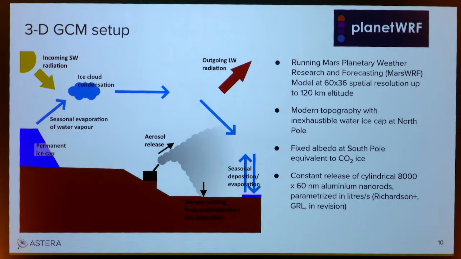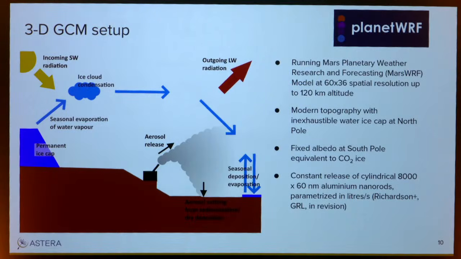In our model, we have a north polar ice cap full of water ice and a high albedo south polar cap. Within this model, we release these aerosols at a constant rate over time. Eventually these aerosols are going to settle out of the atmosphere, either through gravitational sedimentation or through what we call dry deposition, which is essentially Brownian diffusion into the surface. This is a much more important factor for very, very small particles.